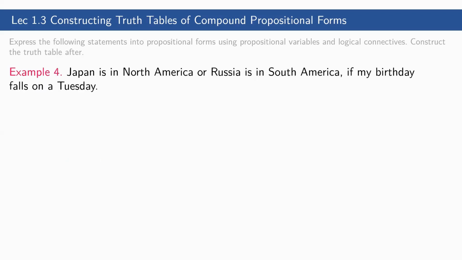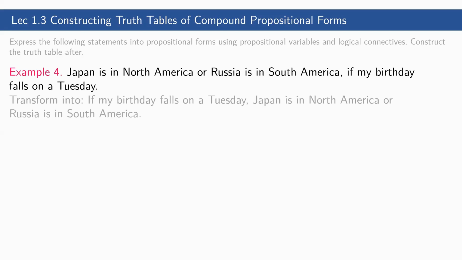Example 4. Japan is in North America or Russia is in South America if my birthday falls on a Tuesday. Okay, again, always remember that logic only cares about the truth values of the statements, regardless of how we will interpret them as people or as human beings. All right. Here, let us rearrange the statement. If my birthday falls on a Tuesday, then Japan is in North America or Russia is in South America.